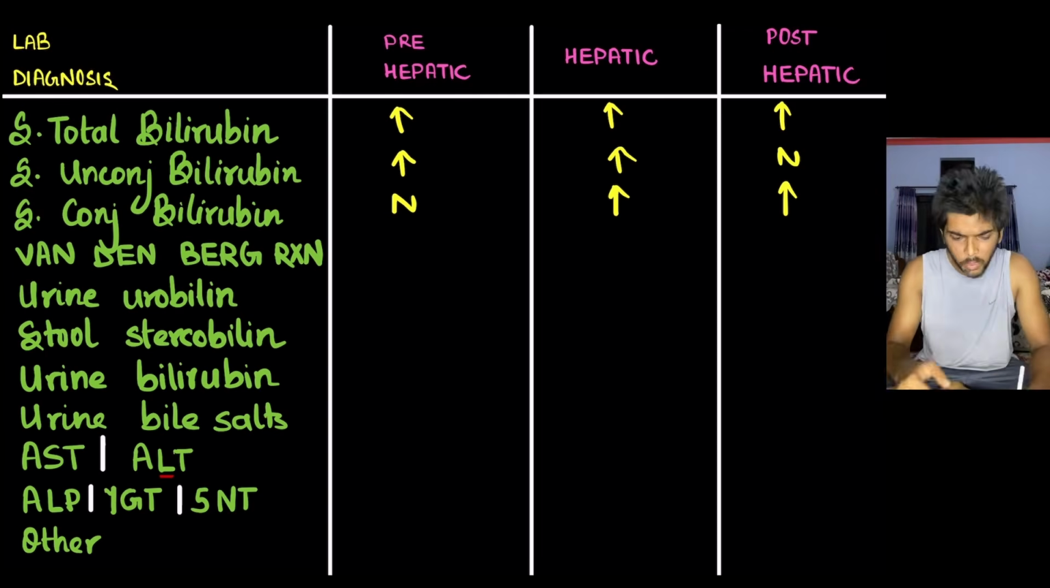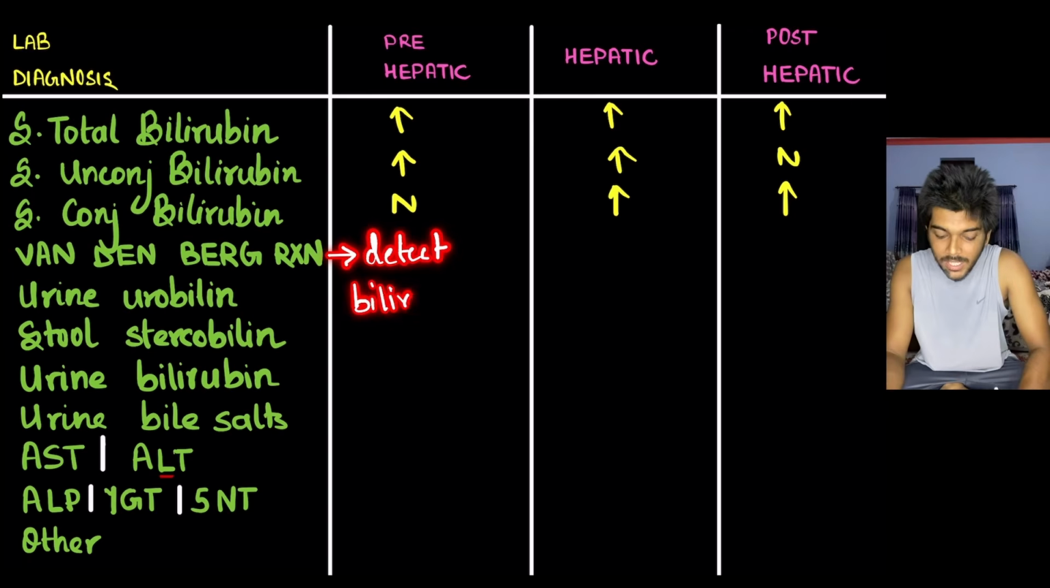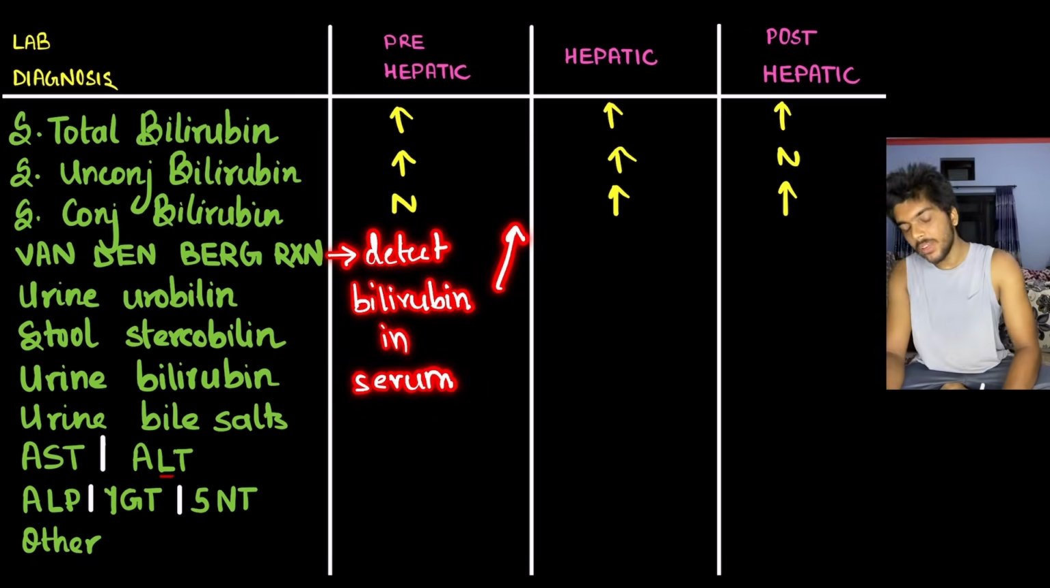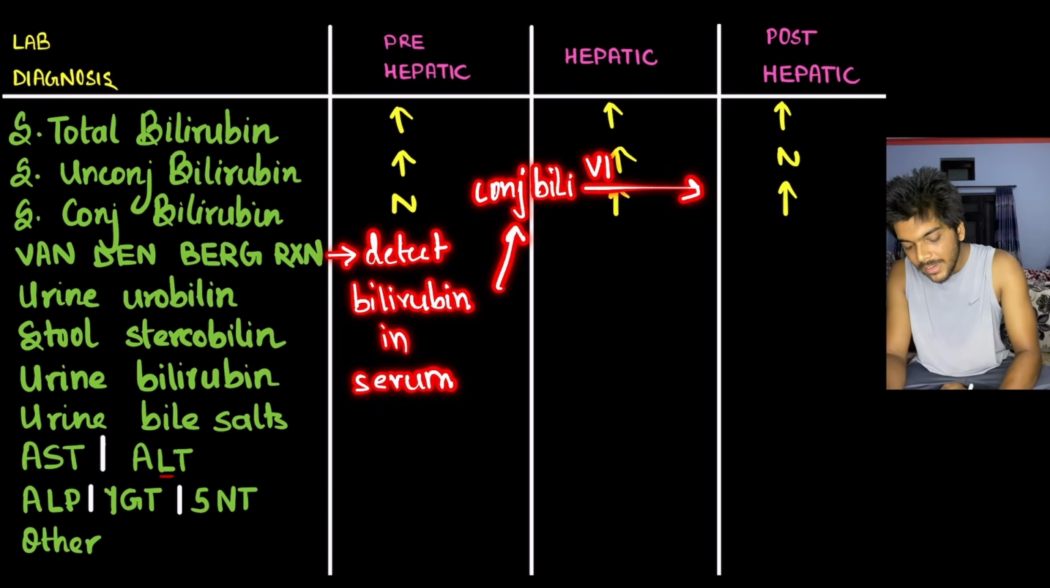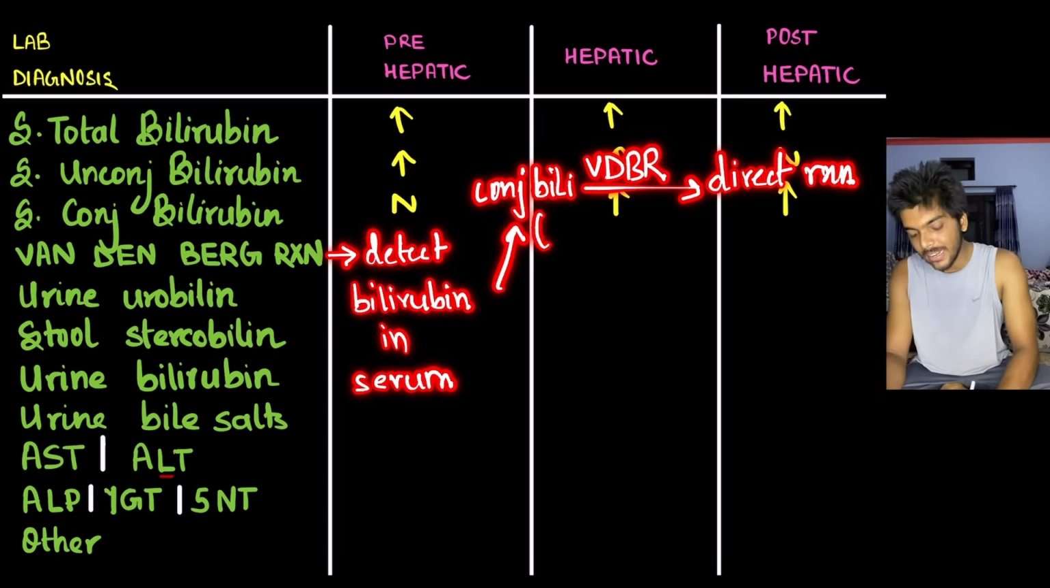Vandenberg reaction. Short, what is Vandenberg reaction? Vandenberg reaction is a biochemical test that is used to detect bilirubin. Not just detect bilirubin, but to distinguish the type of bilirubin in blood serum. See, if within blood serum there is conjugated bilirubin, then when you put a Vandenberg reagent in it, it shows coloration. Since the reaction is direct, there is direct reaction. Since conjugated bilirubin shows direct reaction with Vandenberg reagent, it is also referred to as direct bilirubin.